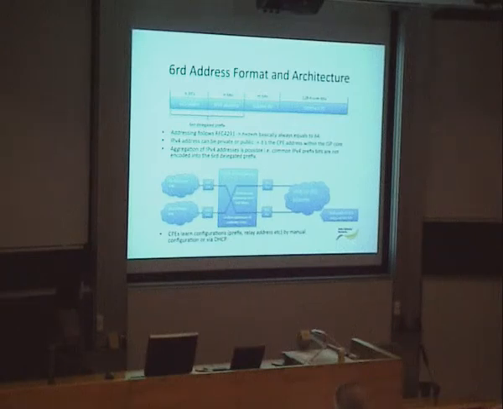So the prefixes that you are giving to your customers are built like this: this is your own prefix that is given to you by your registry. And then you have the CPE IP address, and you have up to 16 bits there that you can use for subnetting if you delegate your prefix. And then you have the normal interface ID.